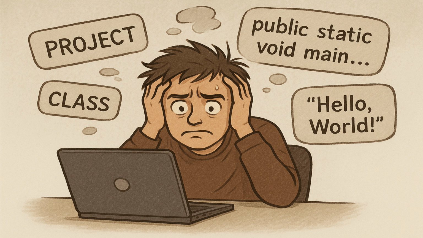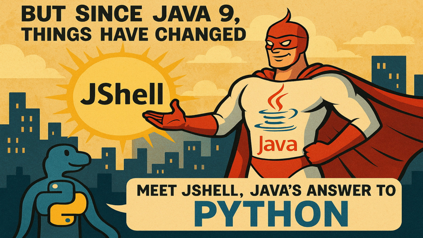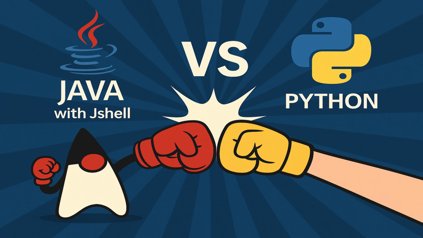But since Java 9, things have changed. In Java 9, JShell was introduced. That was Java's answer to Python for new learners. Today, let's pit them against each other in a head to head coding battle. We will compare both from the beginner's learning point of view.